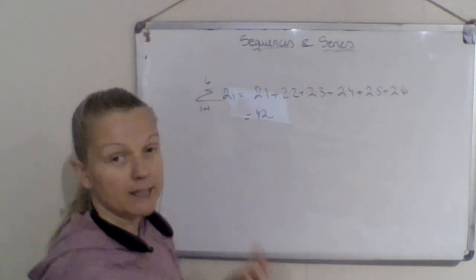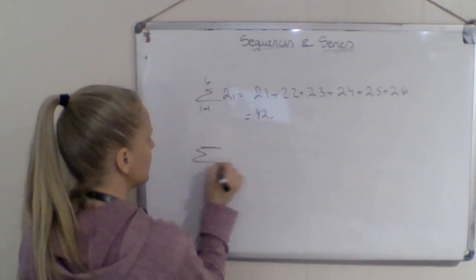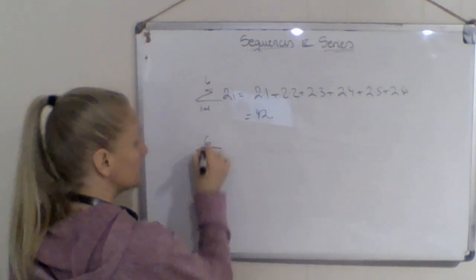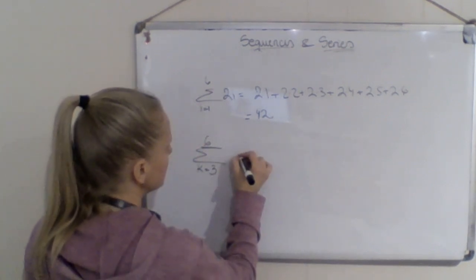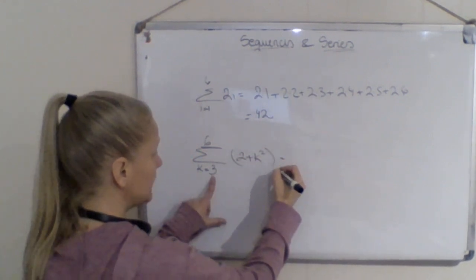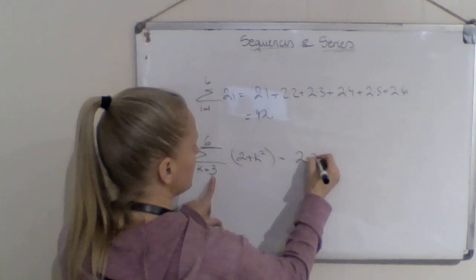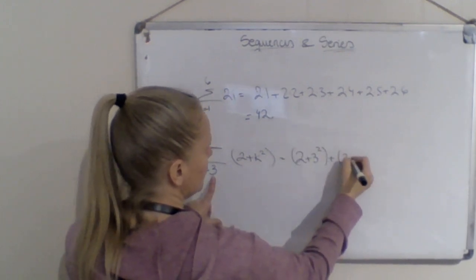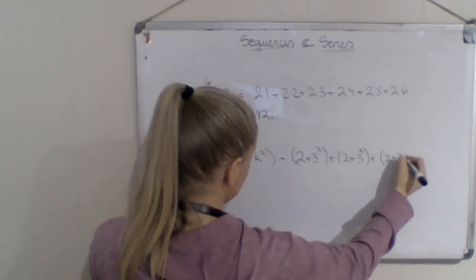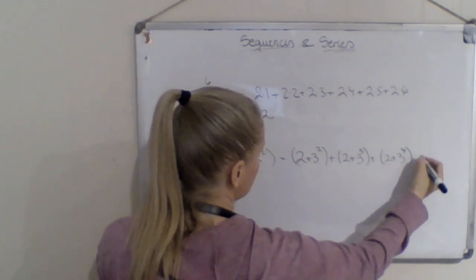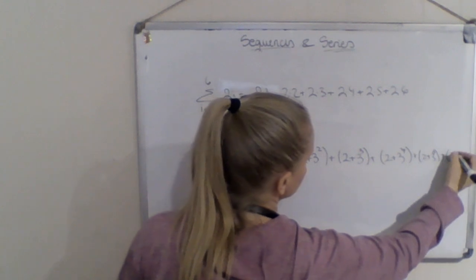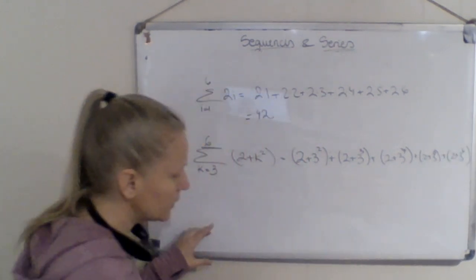And keep in mind, this i can be any letter, so don't let it throw you off when you do something like this: k equals 1. Now it starts at 3, and it goes to 6, right? And your rule is 2 plus k to the second power. You start at 3 and you go to 6. This is 2 plus 3 to the second power plus 2 plus 3 to the third power plus 2 plus 3 to the fourth power plus 2 plus 3 to the fifth power plus 2 plus 3 to the sixth power. All of these are in order.